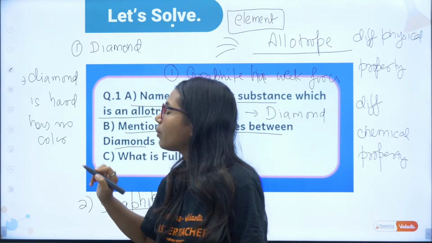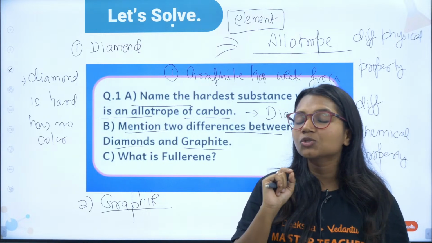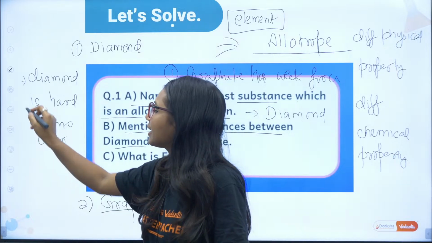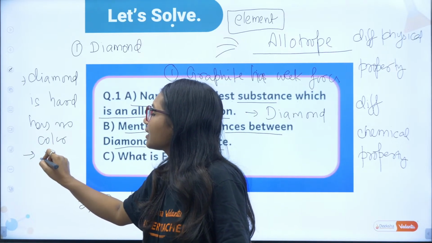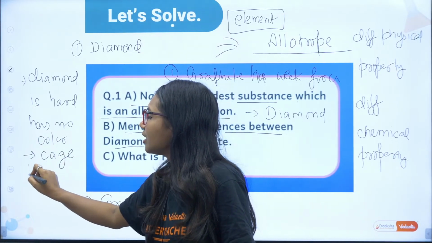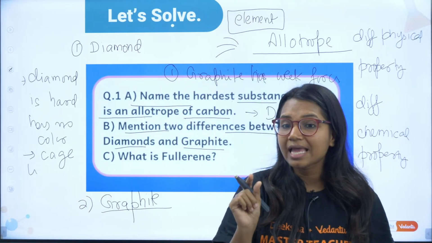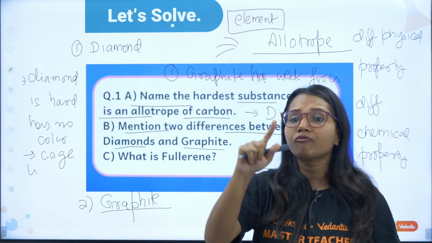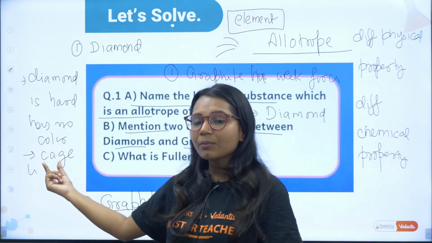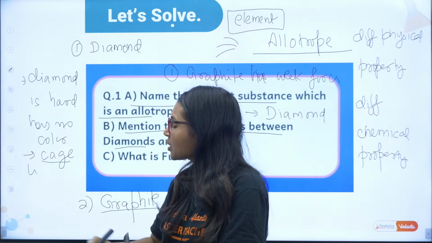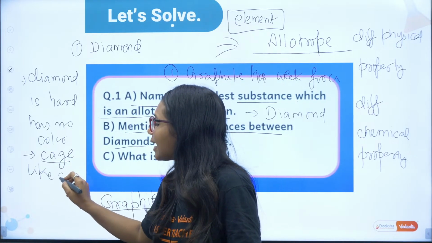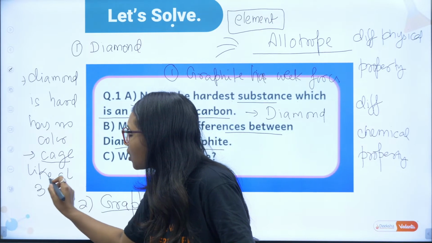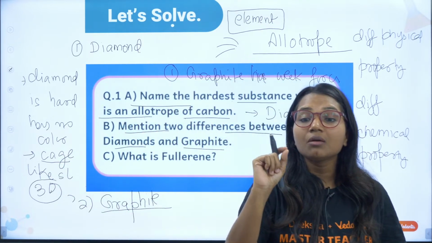Very good, guys. Superb. One more thing, Amruta has told me that diamond is tetrahedral bonded. Absolutely correct. Diamond is a cage-like structure. If you write these words in the exam, you will definitely get full marks. You don't have to write full paragraphs. Your examiner will check the important points. If you write cage-like structure and that diamond has a 3D structure, these two words are very important.